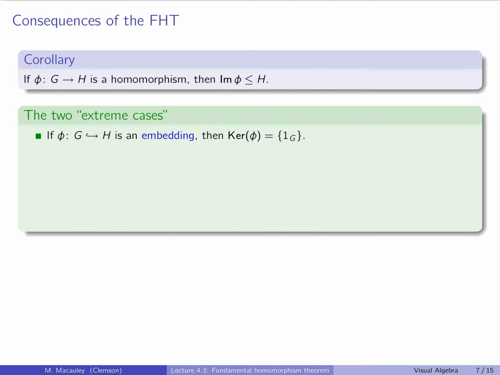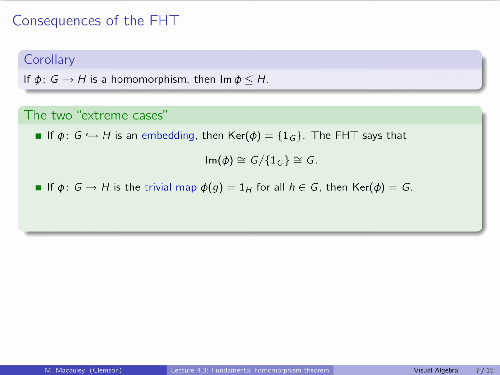Let's now look at two extreme cases of the fundamental homomorphism theorem. First of all, if phi is an embedding from G to H, then the kernel is trivial. The fundamental homomorphism theorem says that the image is isomorphic to G mod the trivial subgroup, which is isomorphic to G. In other words, if we have an embedding, then the image, which is a subgroup of H, is isomorphic to G. So we say that G embeds into H. That's the reason why we call it an embedding.